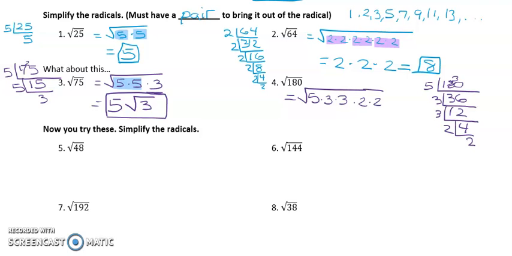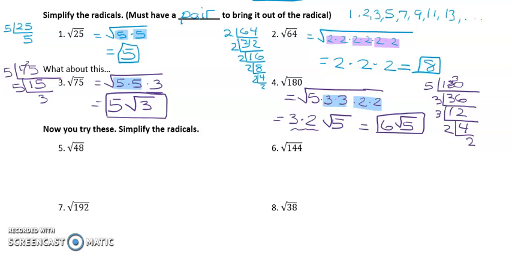So we're looking for our pairs. We have a pair of 3s and a pair of 2s. All right, so I have a pair of 3s that come out. We multiply it by the pair of 2s that come out. And then the 5 didn't have a pair, so it stays under. So just multiply our numbers. So 3 times 2 is 6, square root 5.